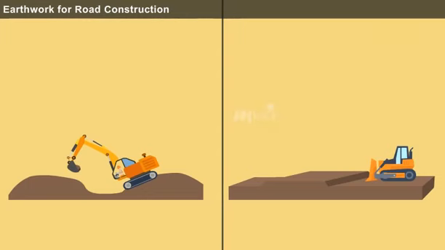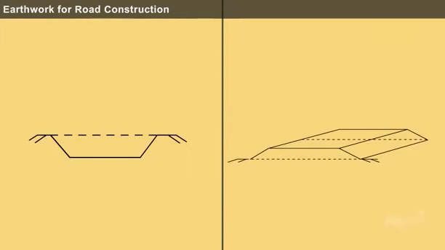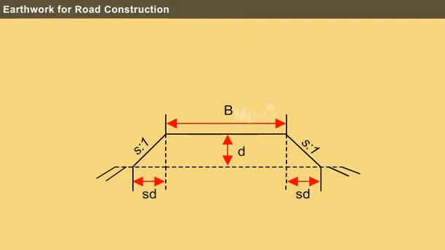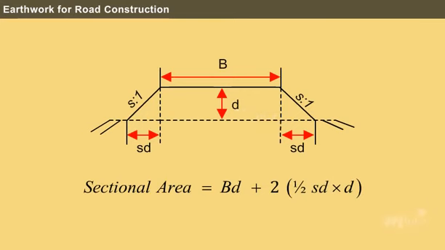Generally, the excavation work of a road's cross-section is in the form of a trapezium. Therefore, the quantity or the volume of the earthwork is equal to the sectional area into length. The sectional area is calculated by adding the area of the central rectangular portion and the area of the two side triangular portions of the trapezium. This can be expressed as cross-sectional area is equal to B into D plus 2 into half SD into D, that is equal to B into D plus SD square.